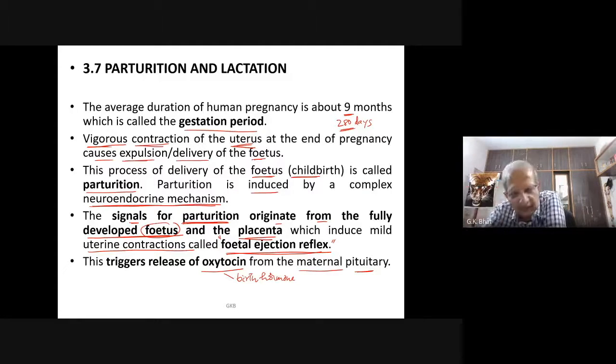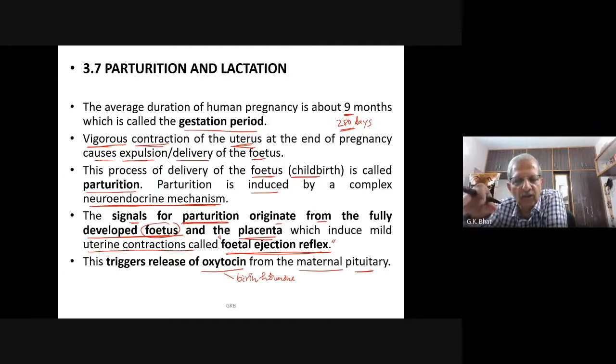This contraction again stimulates the pituitary to release further oxytocin. Again, this contraction takes place, thereby pushing the head of the baby little by little outside the cervical region, and this is what is generally happening during normal delivery. So, this is the fetal ejection reflex. That is the contraction of the uterus. It triggers the release of oxytocin from the maternal pituitary, and this oxytocin release gets more and more, as the head of the fetus presses the cervical region.